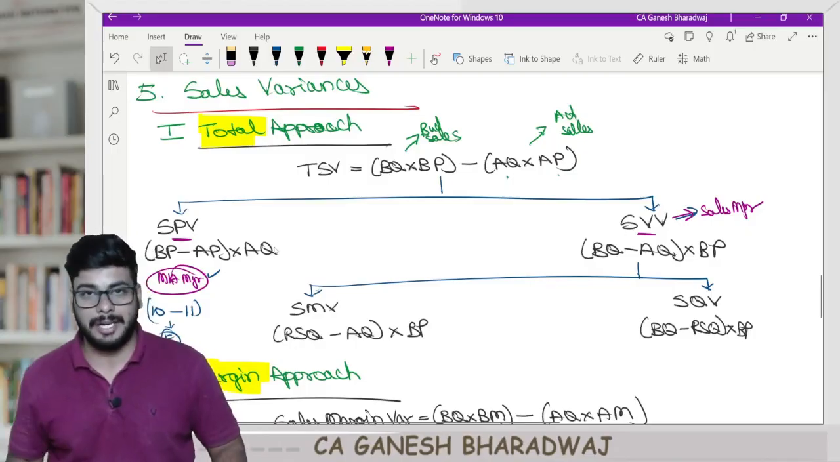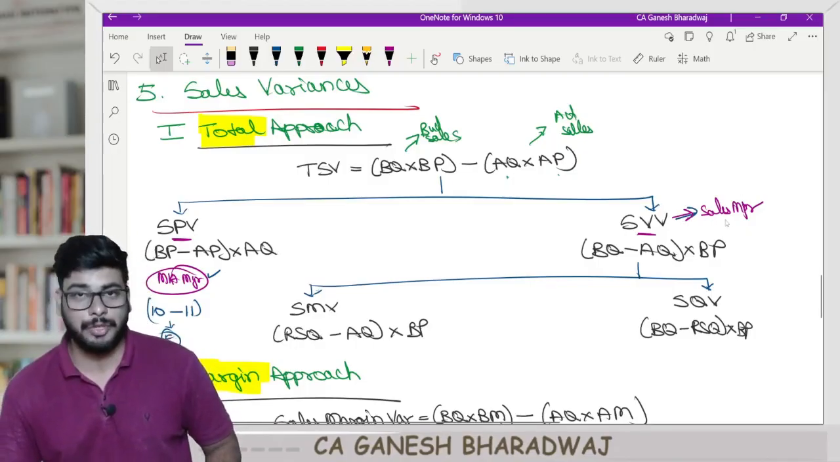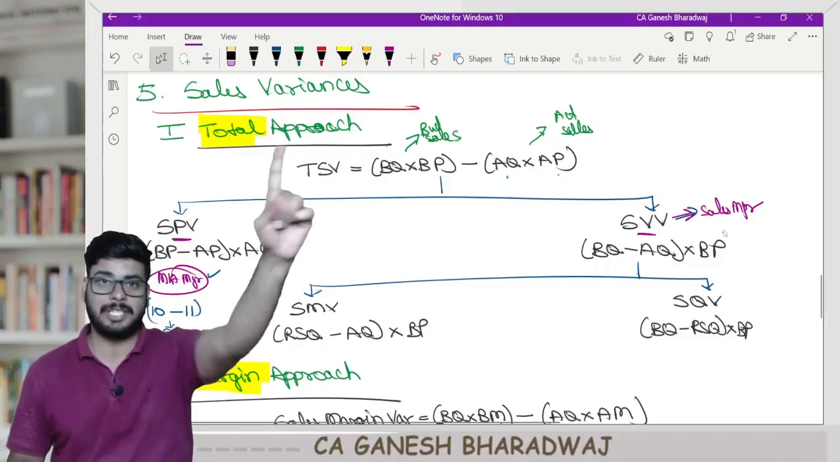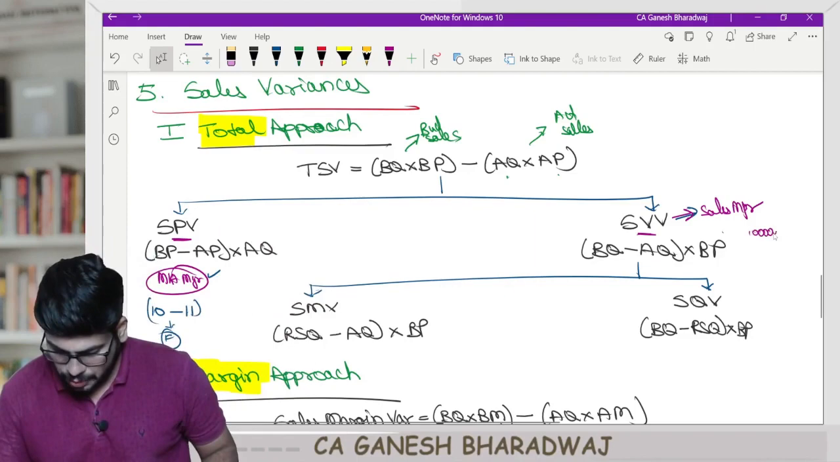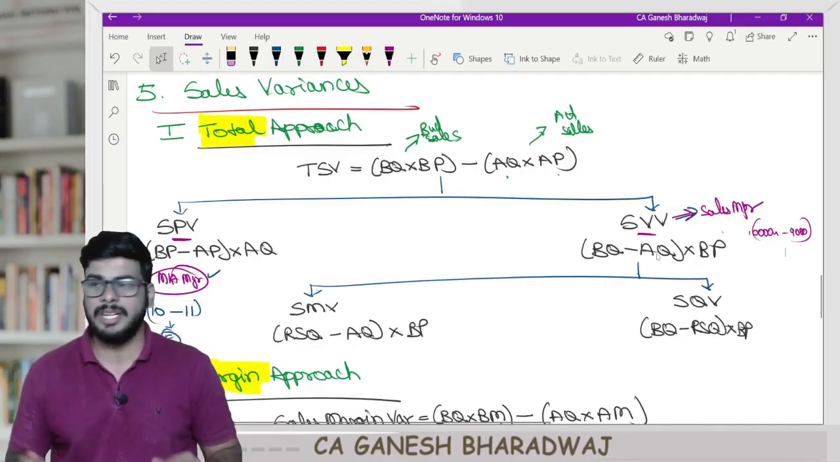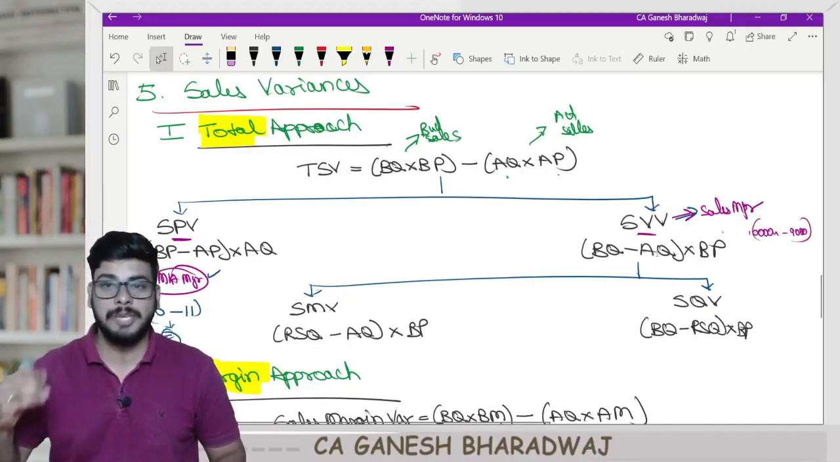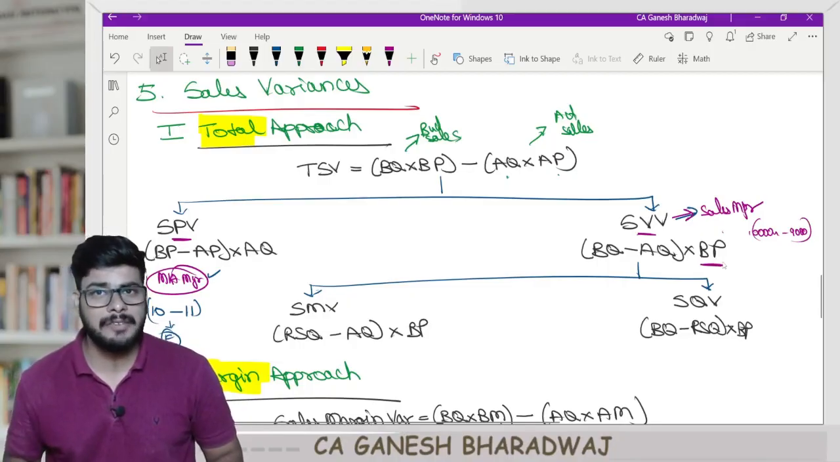Now on the other side, the sales volume variance, what is it? Who is responsible for the volume? Sales manager. So budgeted quantity, you should have sold 10,000 units, right? But you have sold how much? Only 9,000 units. Are you clear with this? Right? Budgeted quantity minus actual quantity. But I can't leave it in units. I need to convert it into rupee. So multiply it with what? Budgeted price.